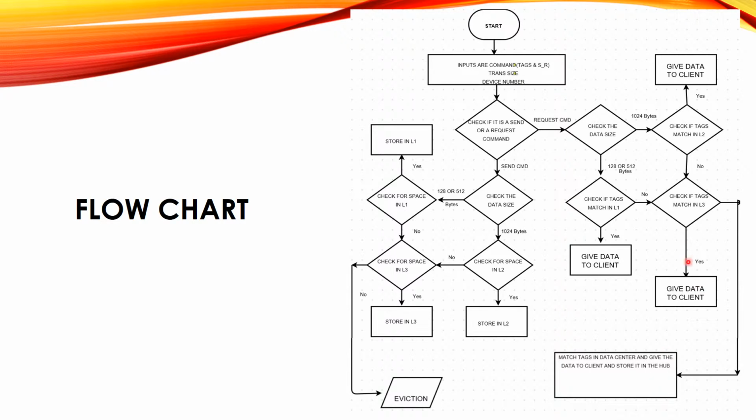to the client. Now, if it is a 1024 byte request, then it will check if the tag match is there in L2. If the tag doesn't match in L2, then it will again check for a tag match in L3. If in L3 also the tag doesn't match, then it will do the eviction algorithm, in which again the data will be taken out from the data center, stored in the hub, and then given out to the client. If the tag matches in L2, then the data will be directly given out to the client.